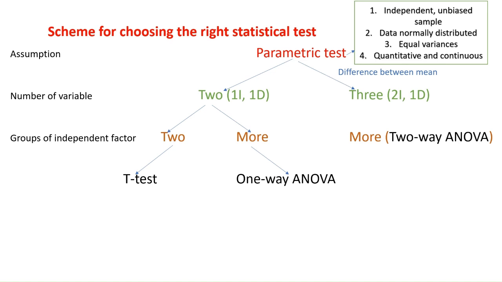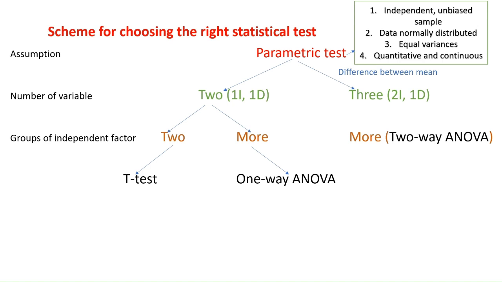So, the scheme for choosing the right statistical test. Before you start the t-test for your data, you need to check if the data follows some assumptions. The assumption is that the data you have must be independent, in that they must not show any resemblance with each other, and the data must be gotten from an unbiased sample.